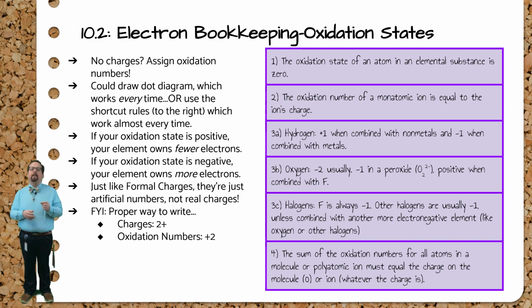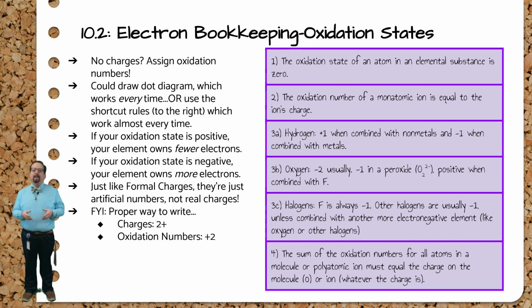And for the third part of Rule 3, halogens are almost always -1. Fluorine is the most electronegative element, so it's always -1, no exceptions. Chlorine, bromine, and iodine are usually -1 unless they happen to be bonded with an atom that has a higher electronegativity. Lastly, and possibly most importantly, the sum of all oxidation numbers for all atoms in a molecule has to add up to 0. Or if it's a polyatomic ion, the sum has to equal the polyatomic ion's charge.